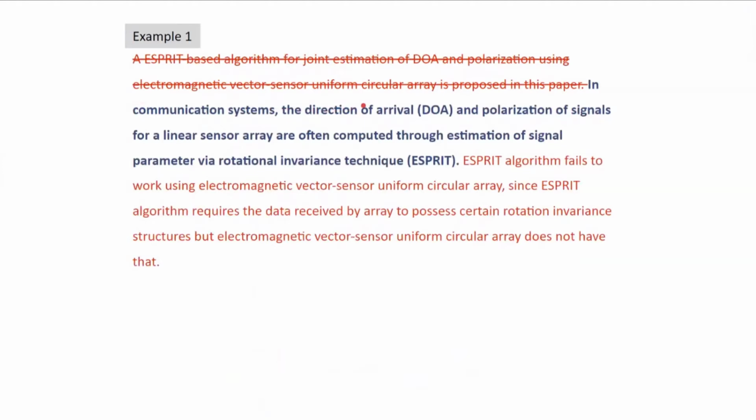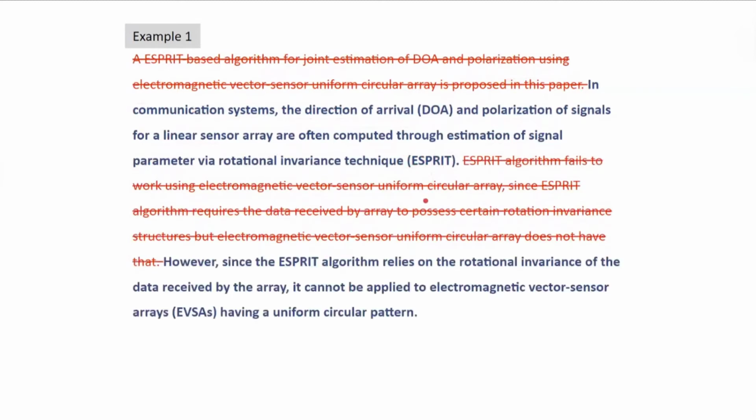We have no idea what DOA is. In communication systems, let us give a small introduction. "In communication systems, the direction of arrival and polarization of signals for a linear array are often computed through eSpirit." So I've written eSpirit in full, and then I can reuse eSpirit now, so people know what this is. "However, since the eSpirit algorithm relies on rotational invariance, it cannot be applied to electromagnetic vector sensor arrays." And because we know this is going to be used again and again, let us take the moment to abbreviate it here so that we don't run out of breath every time we have to say it.